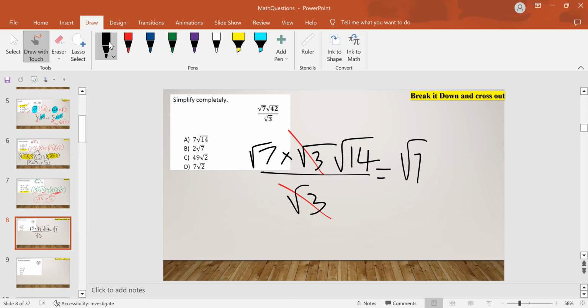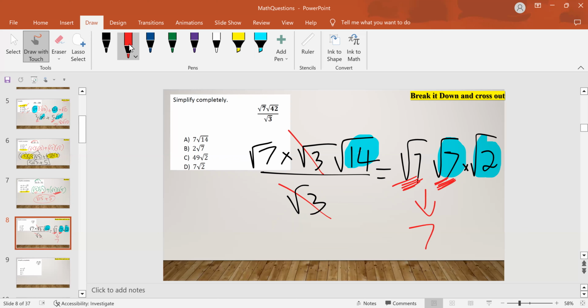The square root of 14, I can break it down as square root of 7 multiplied by square root of 2. Let's explain it. This square root of 14, I break it down as square root of 7 multiplied by square root of 2. The reason I do that is what? There is a square root of 7 here. So if I find another square root of 7 multiplied together, this will change to a regular 7. And that regular 7 multiplied by square root of 2 is the final answer. So we have 7 square root of 2. And here, the best choice is D.